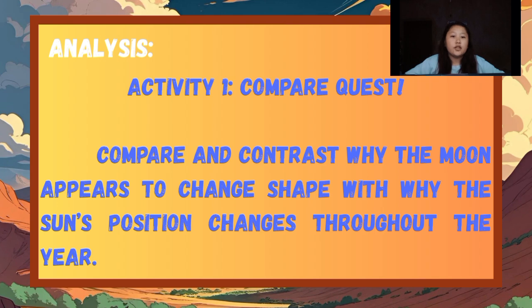Now for the analysis, I presented here activity number 1. It is titled Compare Quest. In this activity, they will have to compare and contrast why the moon appears to change shape with why the sun's position changes throughout the year. This activity can be done in a grouping style or in an individual style.